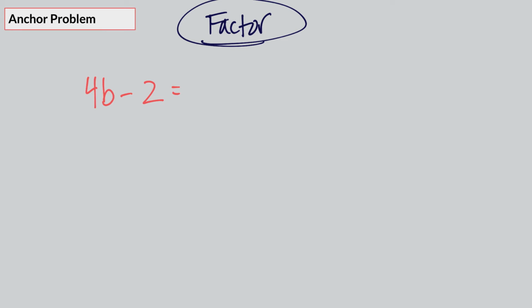I have this expression that shows me 4b minus 2. If I were to tackle this problem, I would look and say, all right, what is a factor that both 4 and 2 have in common? In this case, that one's pretty simple, and I know it's 2. So I'm going to pull a 2 out of there and open up my parentheses. 4b divided by 2 leaves me with 2b, and I'll subtract that from what 2 divided by 2 is, and that's 1.